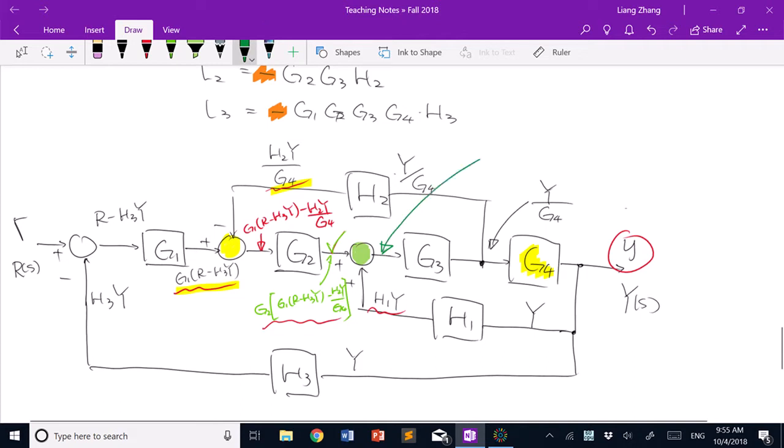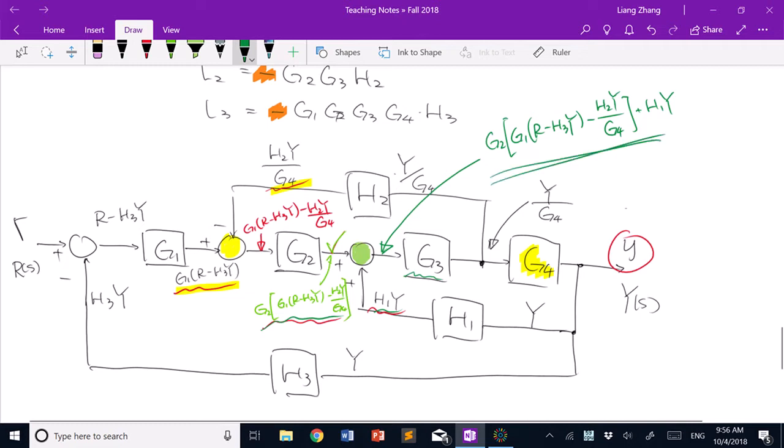This is the sum of two signals, the sum of this one and this. So it will be G2 times G1 R minus H3Y minus H2Y over G4, and plus H1Y. Okay, so that will be the input to the G3 block now.